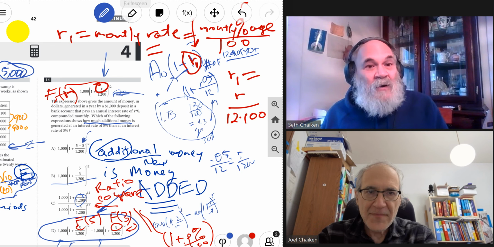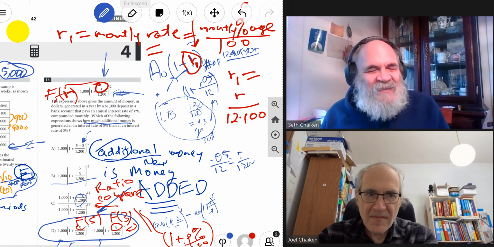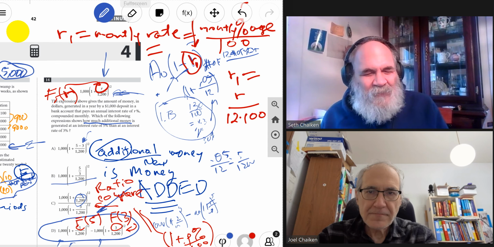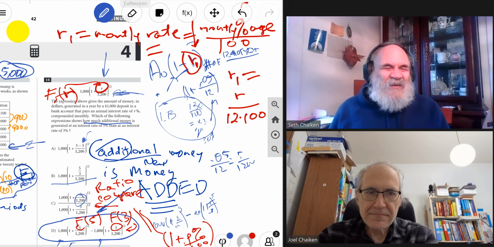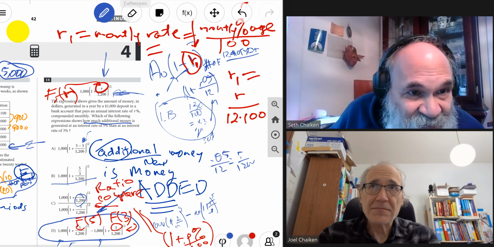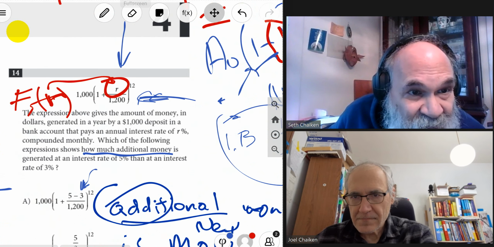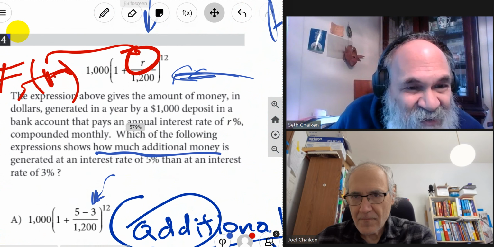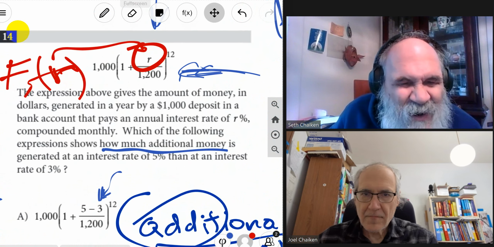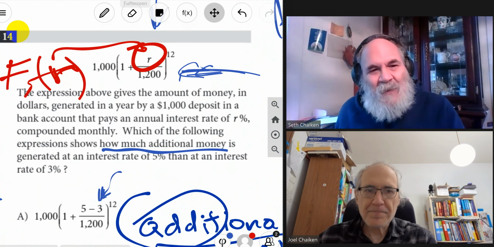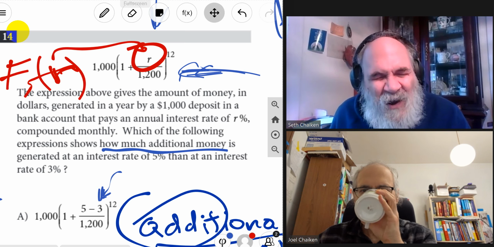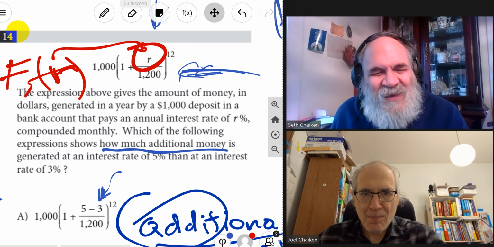Now, SAT questions will often have written in the question the meaning of the symbols that are used. This question has that example. It says the bank account pays an annual interest rate of R%. So that defines what R means in this problem.